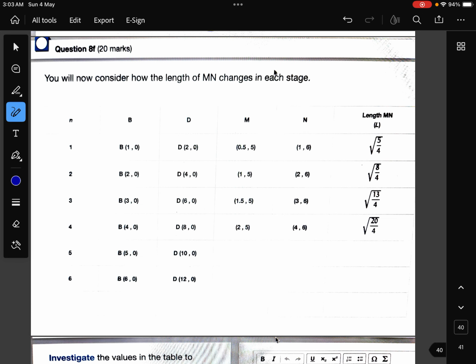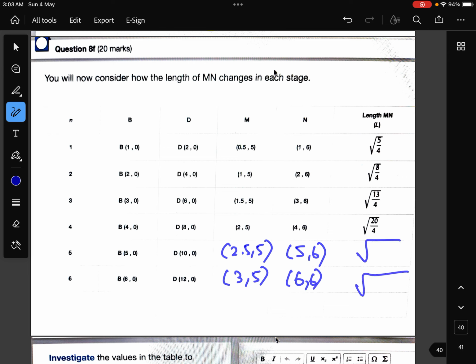So the same thing again is that if you look at the length of mn, alright, I'm just going to put all these numbers here first again. These numbers came from the previous table as well, but we want to find out some pattern with the length of mn. Now if you look at the denominator, it's always going to be 4. Alright, but if you look at the numerator, it started off with 5, then becomes 8, then becomes 13, becomes 20.